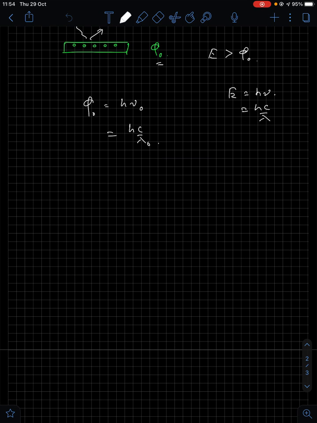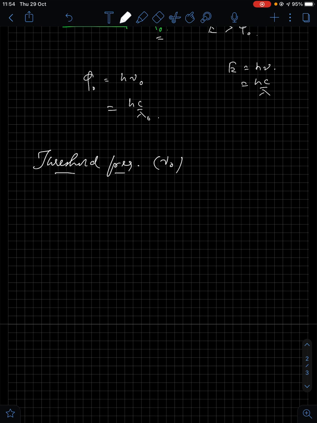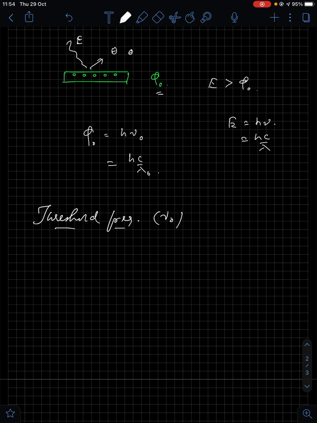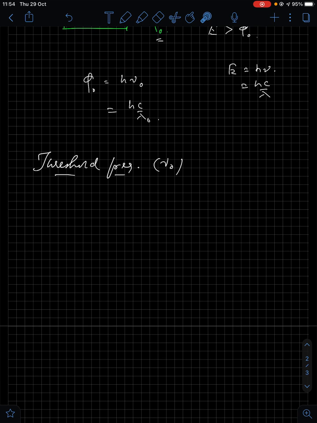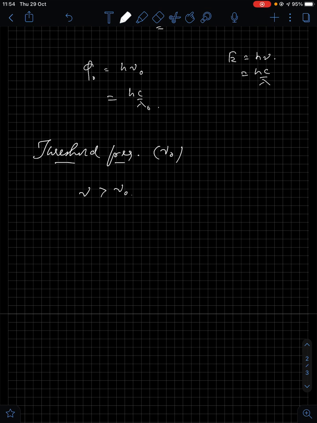So after work function, you have threshold frequency. Threshold frequency is this nu naught. Now that was in terms of energy. Previously we talked in terms of energy when we talked about work function. Now we are talking in terms of frequency. So if the incident light frequency is greater than this threshold frequency, then photoelectric effect will happen.